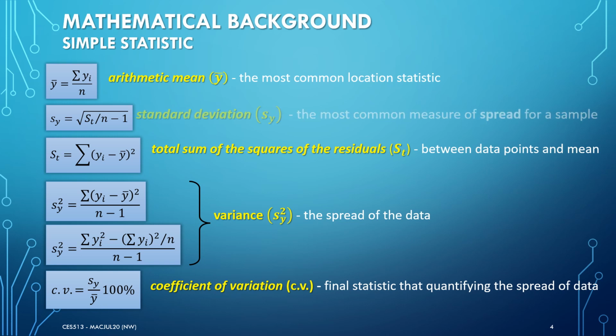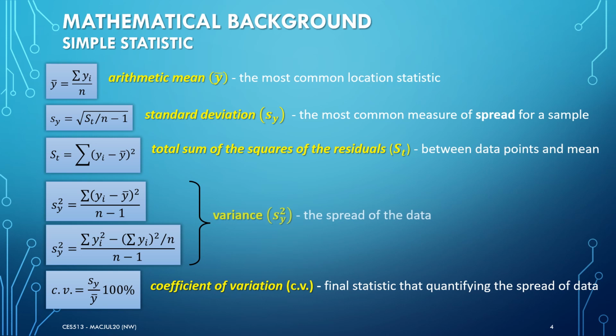Okay, the second one is the standard deviation, which is the most common measure of spread for a sample about the mean. And then the third one is the total sum of the squares of the residuals between data points and mean. If the individual measurements are spread out widely around the mean, consequently the standard deviation, or SY, will be large. But if they are grouped tightly, the standard deviation will be small.